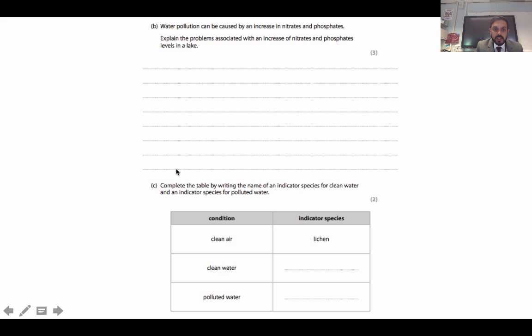Okay, let's try a couple of questions. Water pollution can be caused by an increase in nitrates and phosphates. Explain the problems associated with an increase in nitrates and phosphates levels in a lake. Well, just as we discussed not long ago, eutrophication. So you get one mark for just writing eutrophication. And if you remember, you've been asked to explain. So you need to explain what happens. So this causes an algae bloom or rapid growth in algae.